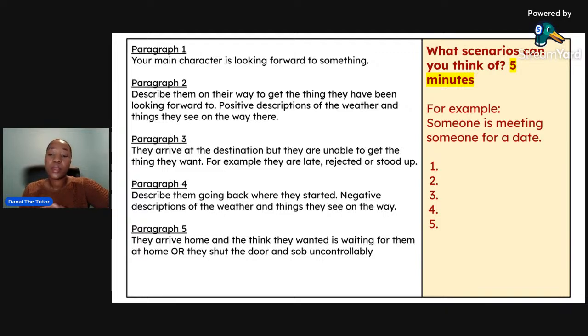Just over 1 minute left, and then I'll show you some examples of scenarios. So it doesn't have to be complicated. It's a super simple scenario. For example, someone is meeting someone for a date. What else could you have? What other scenarios?